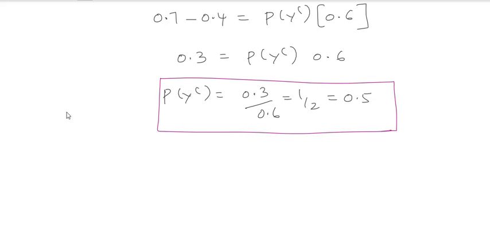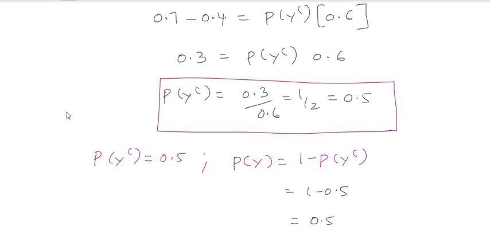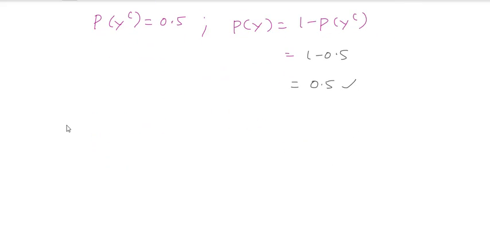From this I can calculate the probability of Y. You know the probability of Y complement is 0.5. Then the probability of Y is 1 minus the probability of Y complement, which is 1 minus 0.5, that is 0.5. Am I right or not? Yes or no?